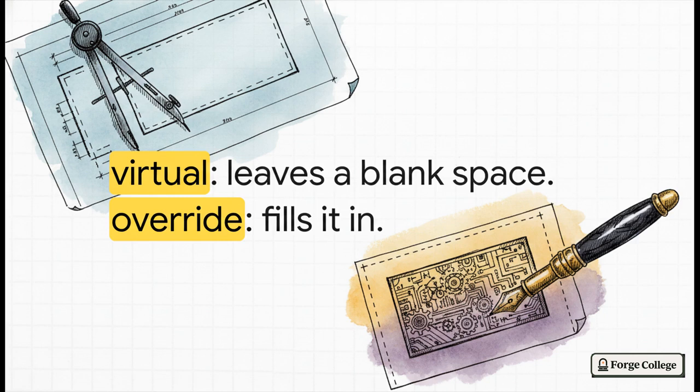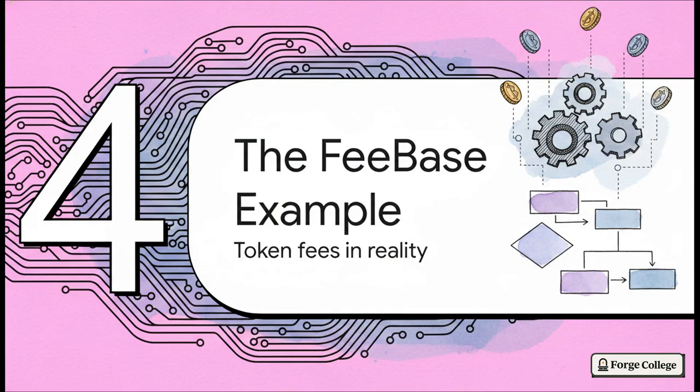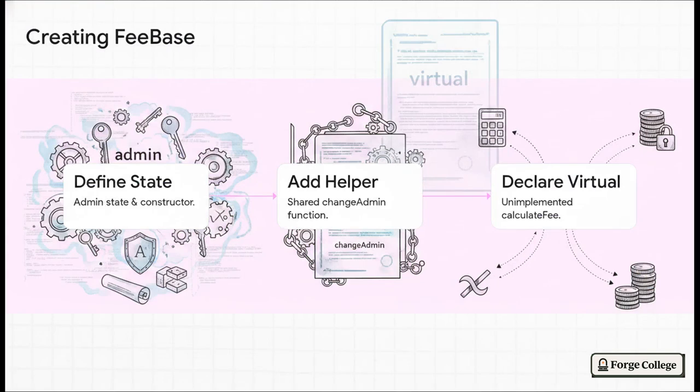An override is you finally taking your pen and filling in that blank space with real executable code. Section 4, the fee-base example. Token fees in the real world. Okay, let's take all this theory and apply it to a highly practical real-world scenario.